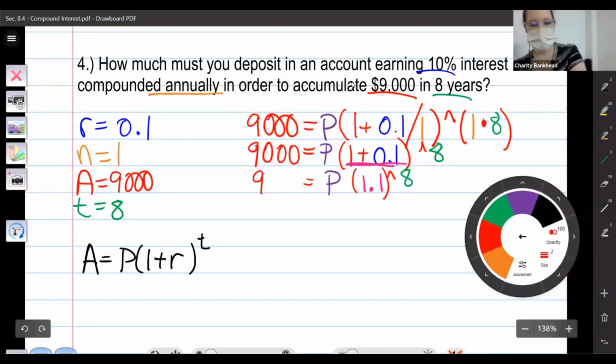So we have 9,000 equals P times 1.1 to the power of 8.